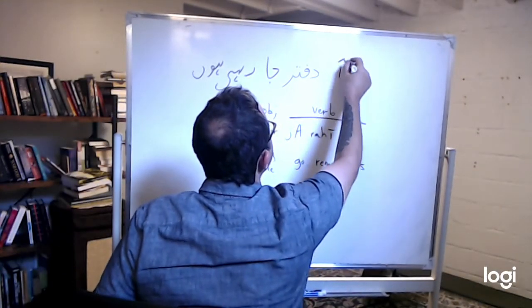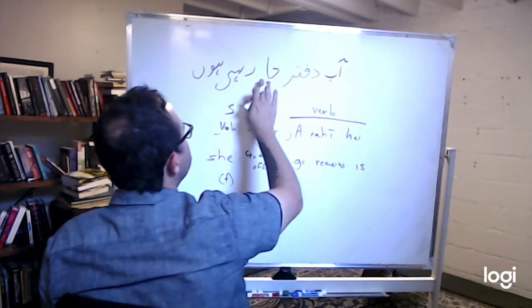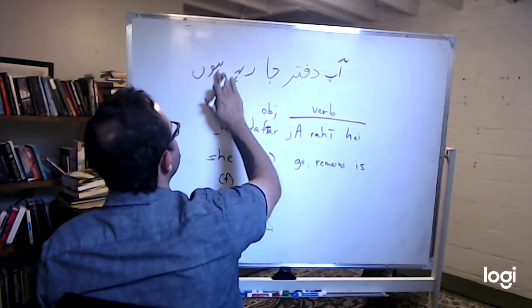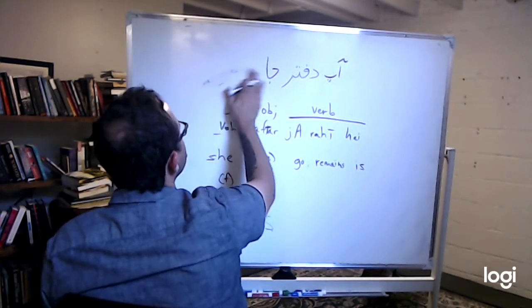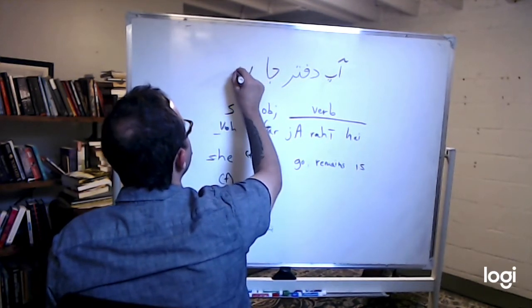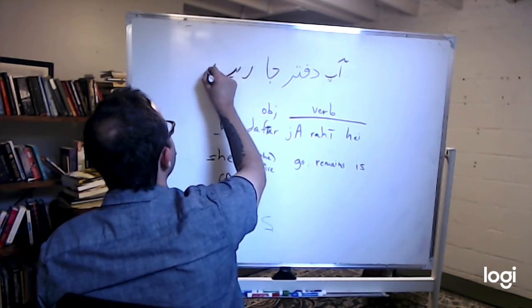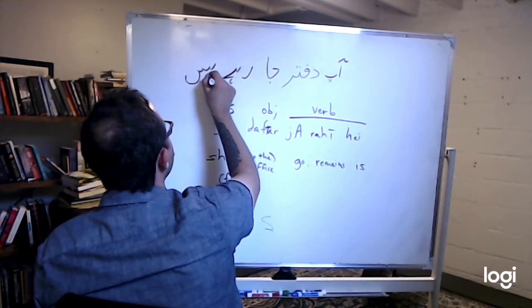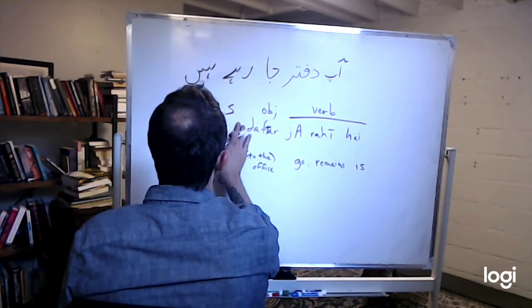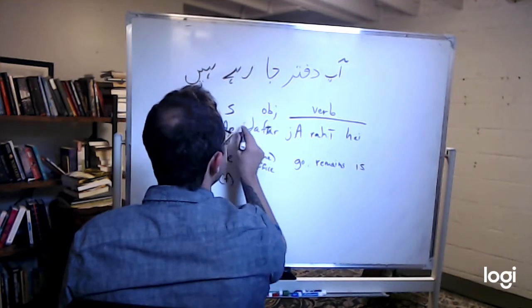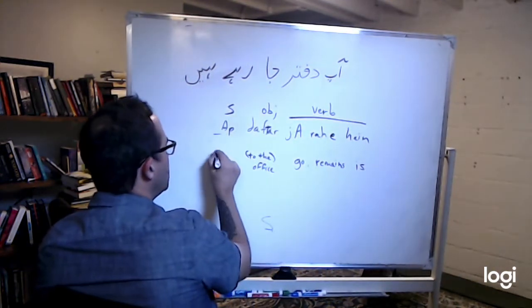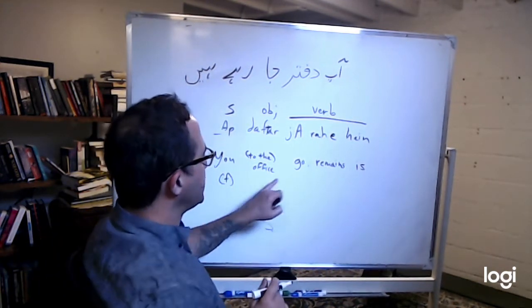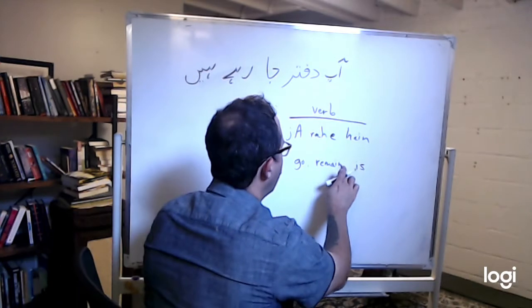आप दफ्तर जा रहे हैं. We're going to stay with male. आप दफ्तर जा रहे हैं. You to the office go remain are.